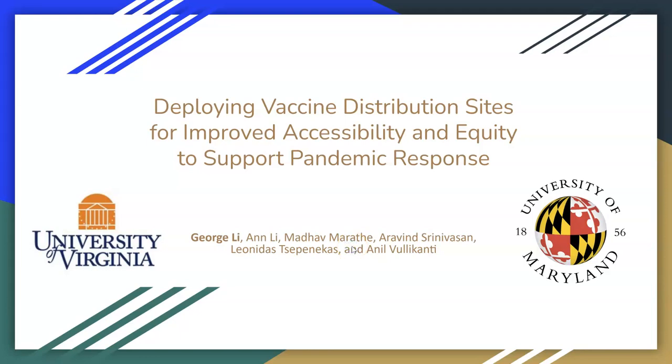Hi, I'm going to tell you about our recent work on a new facility location formulation of the problem of placing vaccine distribution sites in order to improve the accessibility of vaccines. I'm George, and this is a joint work between a number of researchers from the University of Maryland and University of Virginia.